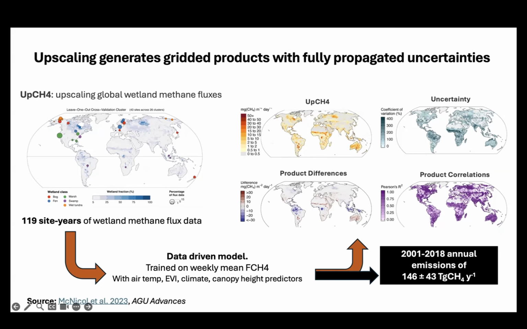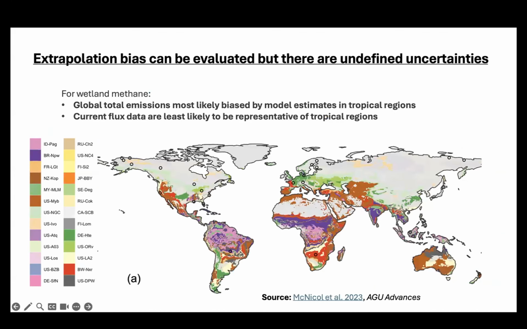And then also we can not just think about the average emissions, but also think about the time series, the seasonality of the emissions. So we can look at the correlation over time between different products. And so I mentioned that there's a combination of interpolation and extrapolation in all upscaling.